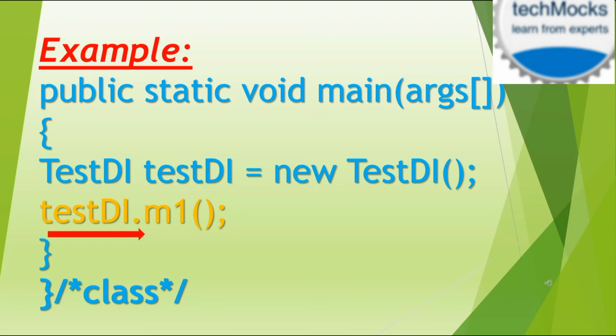So you need to focus here. The statement which is written, testdi.m1, is completely dependent code, meaning it is not loosely coupled, it is tightly coupled, meaning the testdi object is required. Without this, we cannot call the method m1.